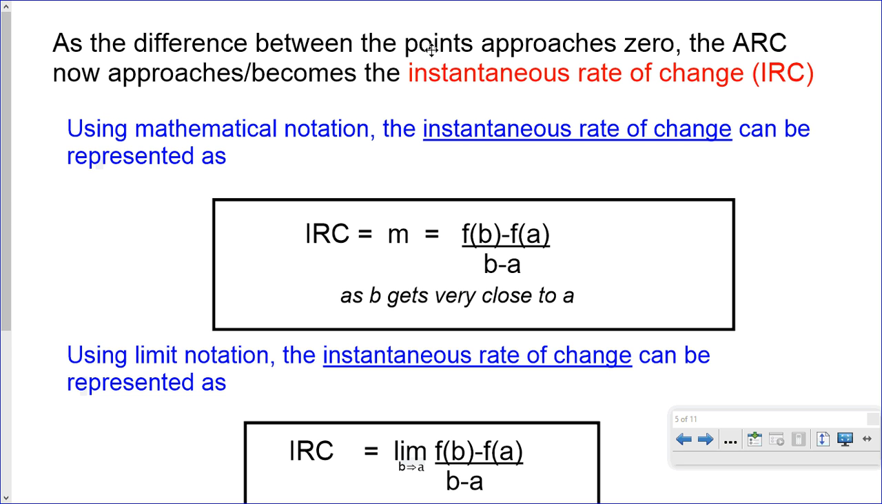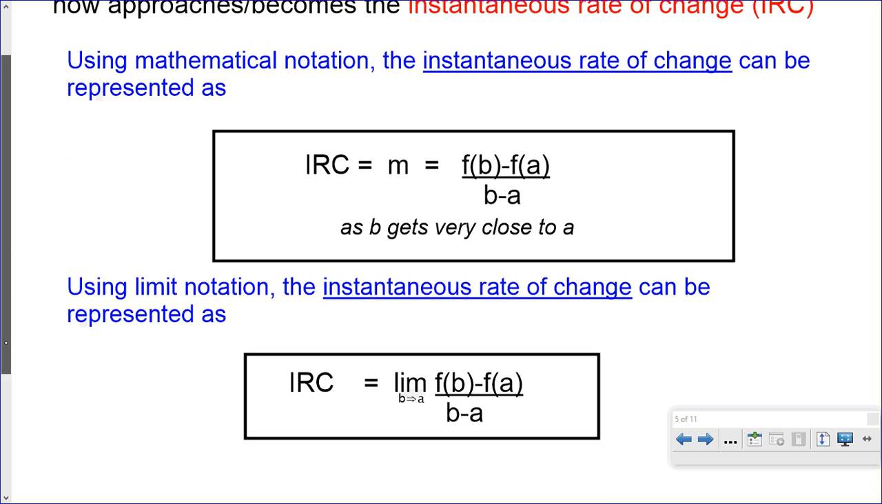As the difference between the points becomes 0, the average rate of change approaches or becomes what's called the instantaneous rate of change. An instantaneous rate of change is a rate of change calculation at one particular instant. The only formula we have is the slope formula, so we can still use it: f at b minus f at a, all over b minus a. But we have to understand that when we're using the instantaneous rate of change, that gap between A and B is really, really small.